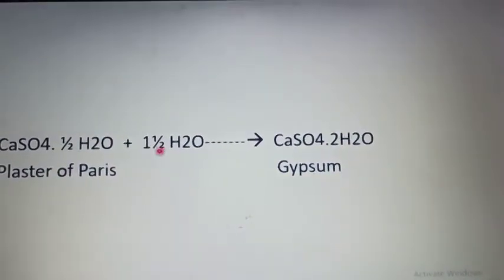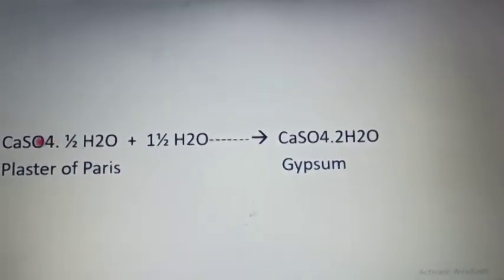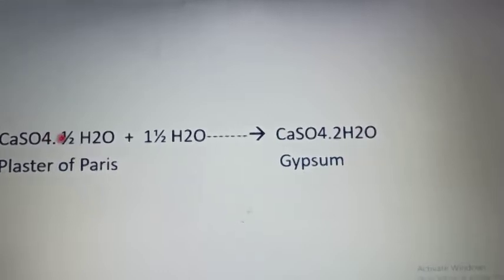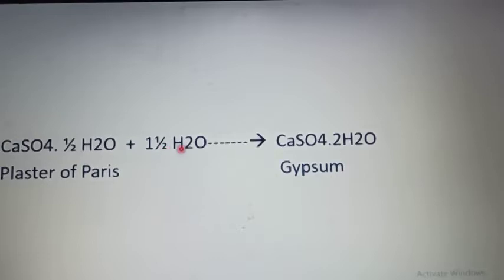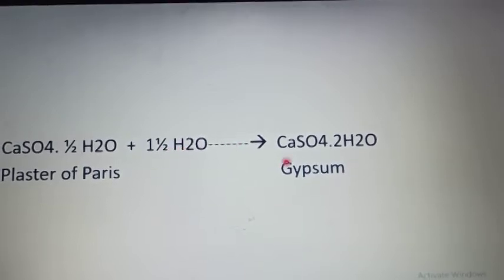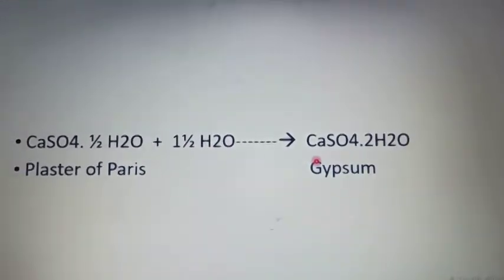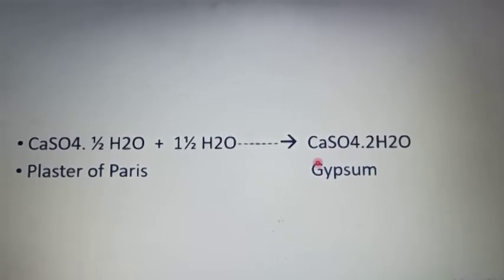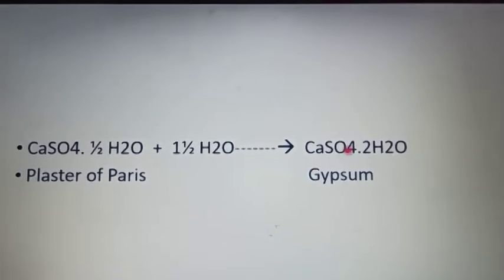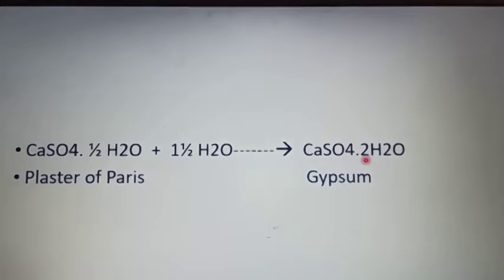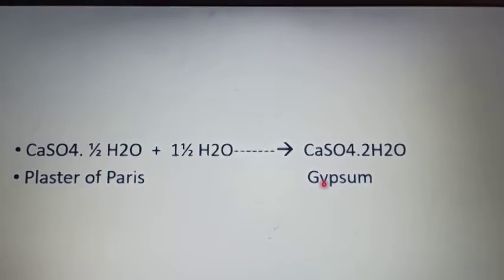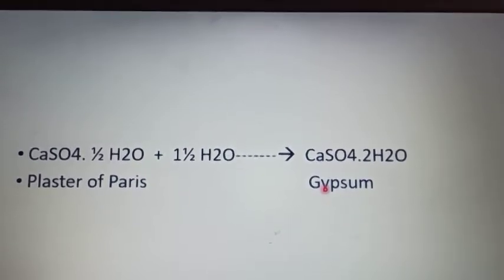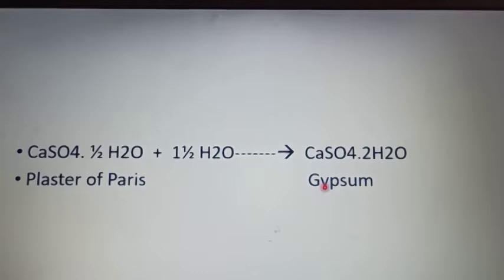The reaction goes on like this. This is calcium sulfate hemihydrate, that is plaster of Paris, plus 1.5 molecules of water gives gypsum, that is CaSO4.2H2O. This is calcium sulfate dihydrate, and the common name is gypsum. So all these reactions are very important. All these salts are very important.